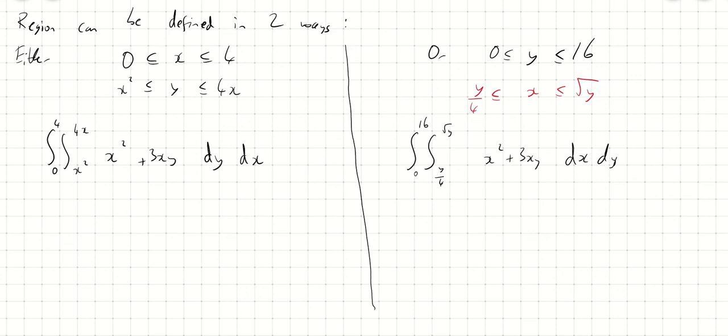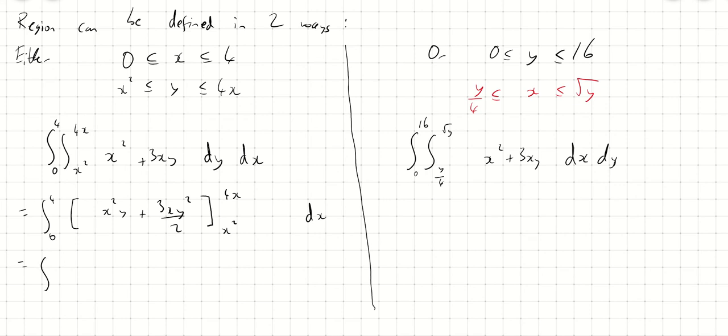Let's just follow through the first one on the left-hand side. Remember, we do the inner integration first, which is the integral with respect to y. What happens when I integrate x squared plus 3xy with respect to y? Remember, if we're integrating with respect to y, we treat x as a constant. So x squared just integrates to give x squared y, and 3xy gives 3xy squared over 2. And this is between x squared and 4x.